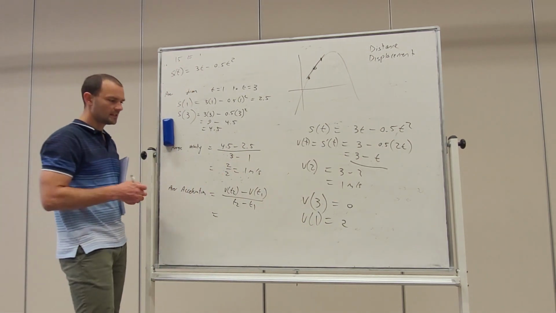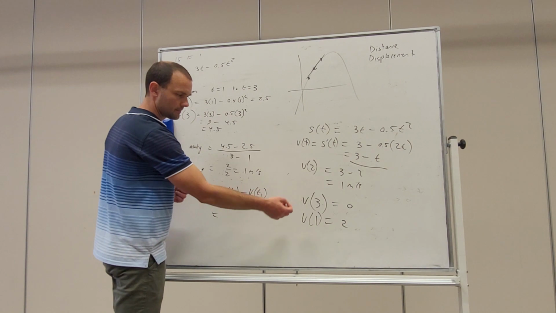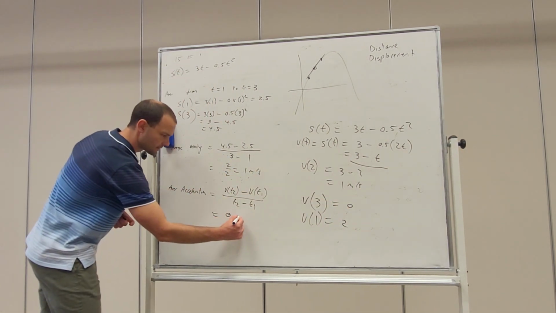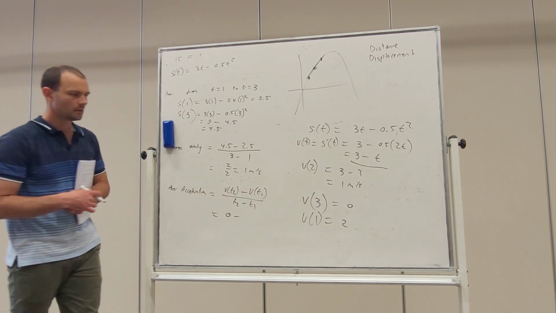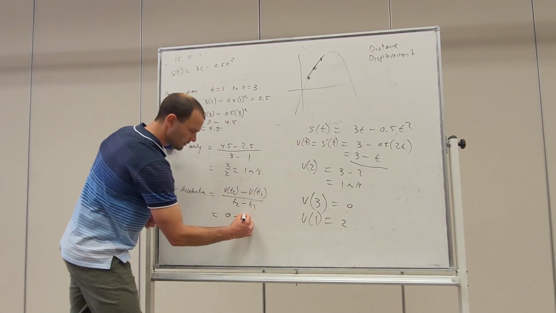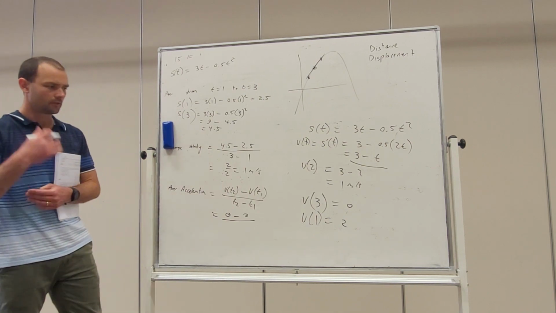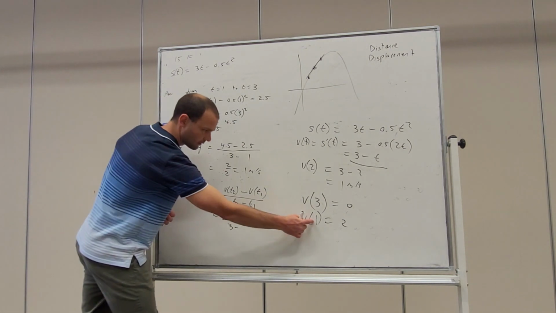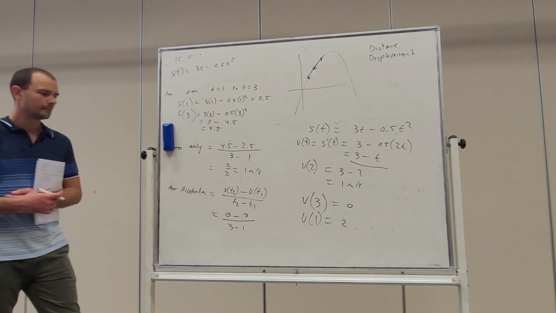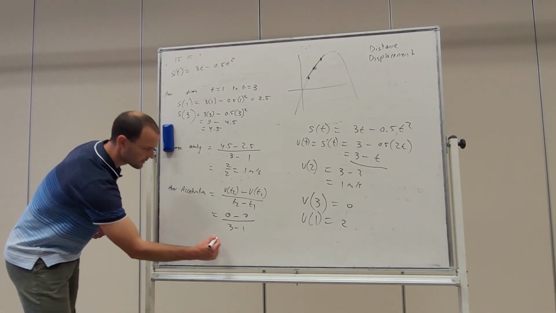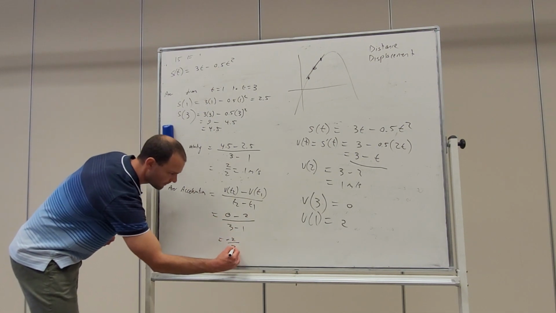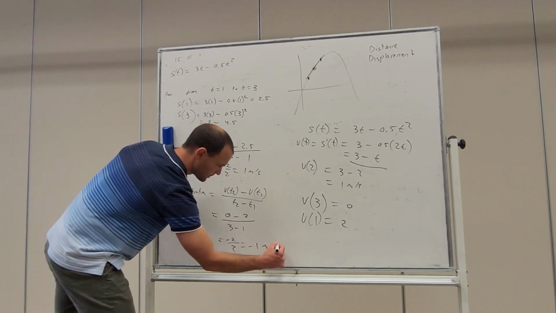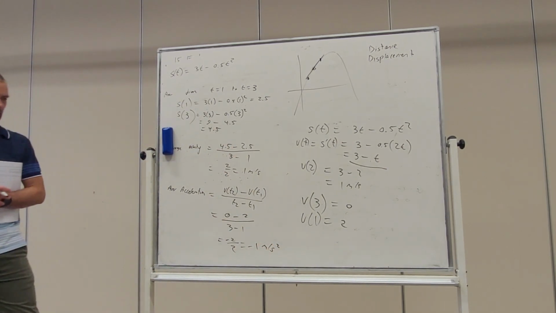Now let's put it in here. It doesn't matter what order we do it in, but let's do 0 as the velocity at time 3, take away 2, divided by the time value, 3, take away 1. So this will give us minus 2 on top of 2, which is -1 meters per second squared.